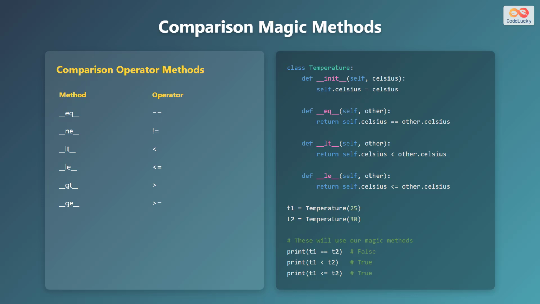Then, the less than or equal to method, that is __le__, corresponds to the less than or equals operator. We have the greater than method, that is __gt__, corresponding to the greater than operator, and lastly the greater than or equal to method, that is __ge__, which corresponds to the greater than or equals operator.